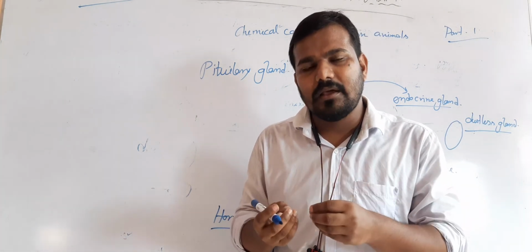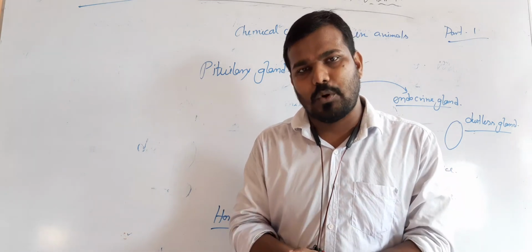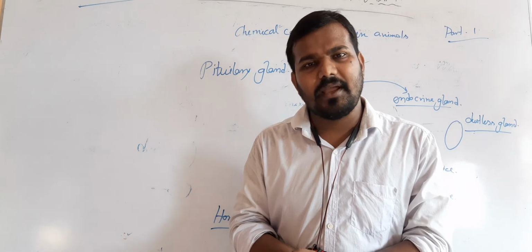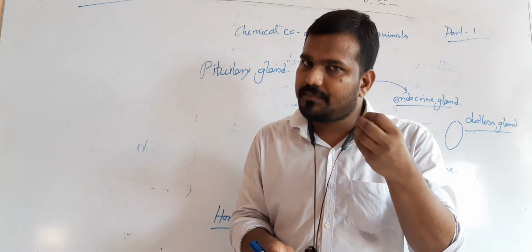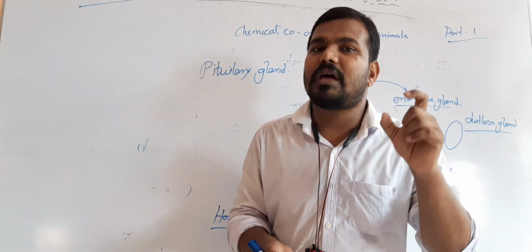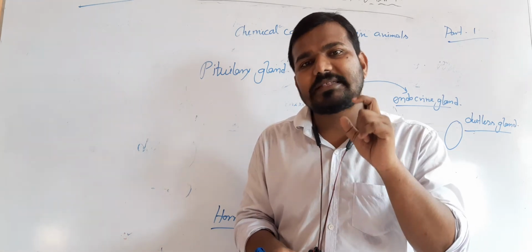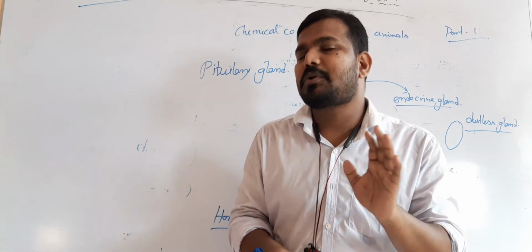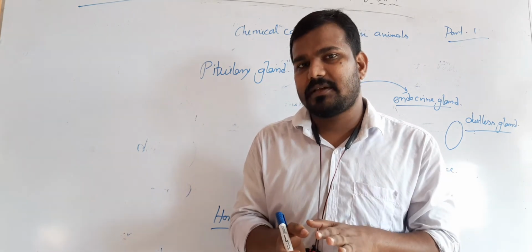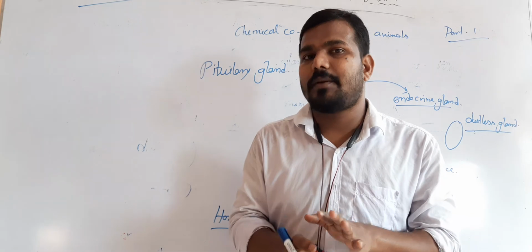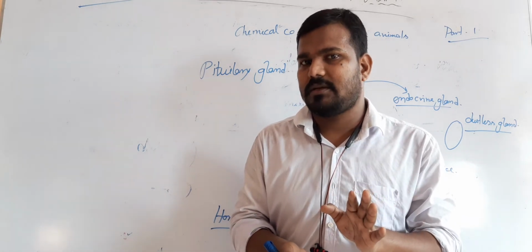For example, the pituitary secretes TSH, thyroid stimulating hormone. This hormone mixes with the blood and is circulated to the thyroid gland and controls its activity. That's why the pituitary gland is termed the master gland. But nowadays, the pituitary is not known as the master gland because of the supreme commander, the hypothalamus.